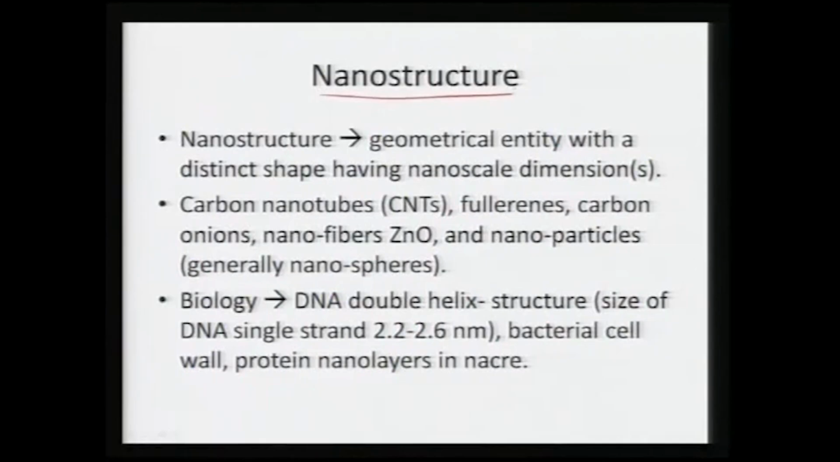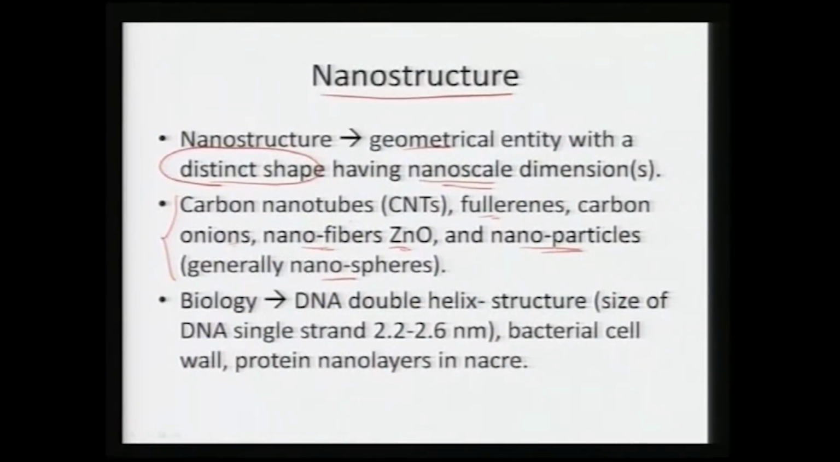So, just to start with, a nanostructure is nothing but a geometrical entity with a distinct shape having nanoscale dimension. We are talking about a certain entity, a certain pattern which has a certain shape and size, with at least one of its dimensions in the nanometer scale. Certain examples include carbon nanotubes, fullerene, carbon onions, nanofibers of zinc oxide, nanocrystals of diamond, nanoparticles of gold, and many others. So, there are many different types of materials.